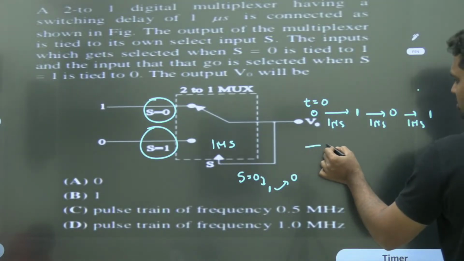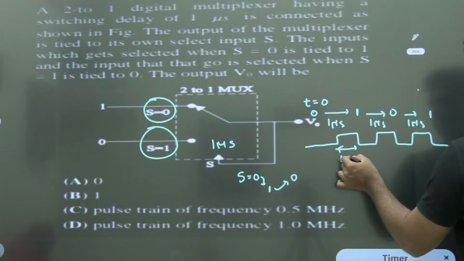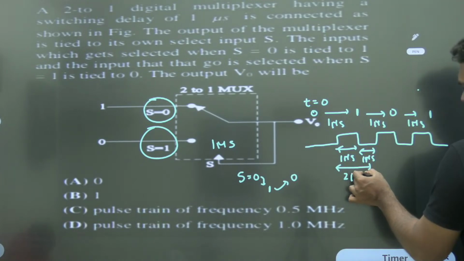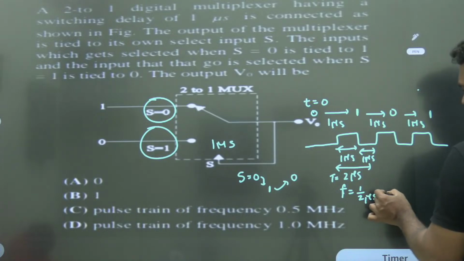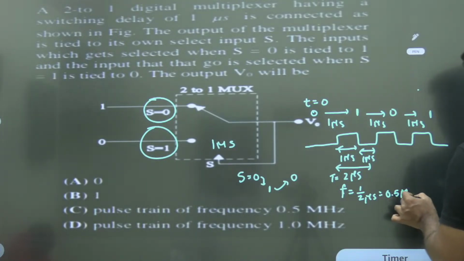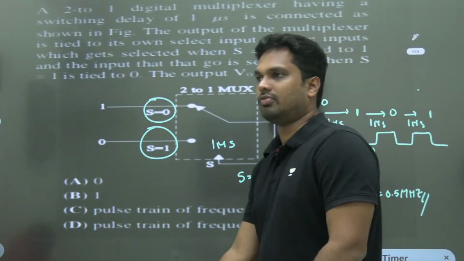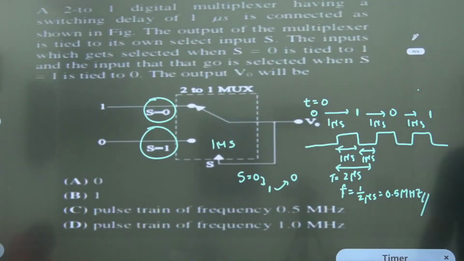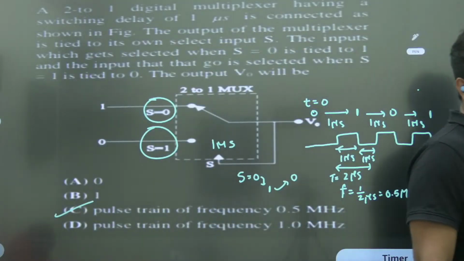So your output will be 0, 1, 0, 1 and so on, 1 microsecond for each level. Total time period is 2 microseconds, so the frequency is 1 by 2 microseconds, which is 0.5 megahertz. So the frequency here will be 0.5 megahertz. It will generate a pulse train of frequency 0.5 megahertz. Let's move further to the next question.